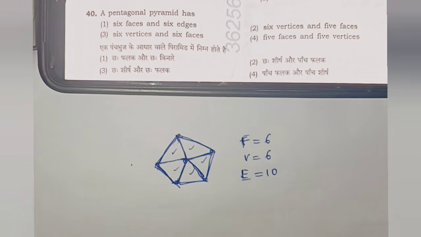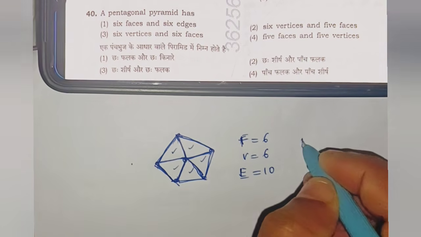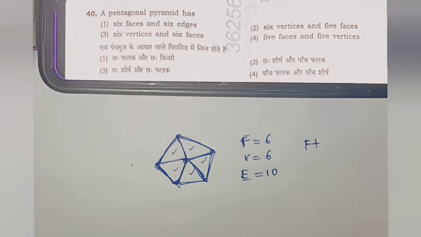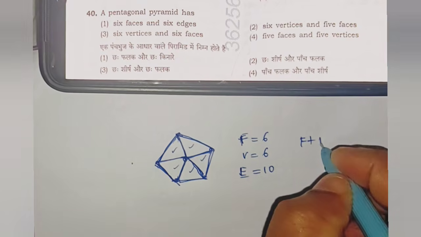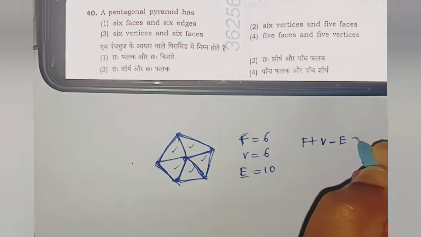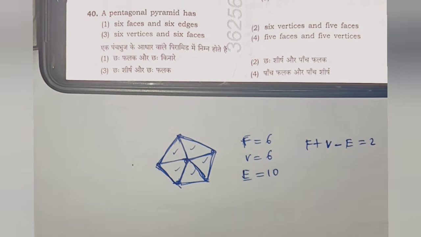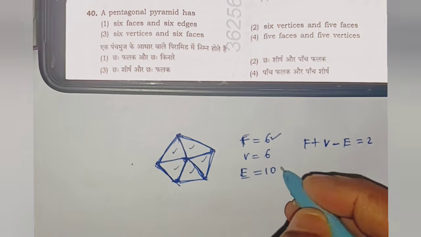I have already told in my previous videos, we have a formula, that is the relation between faces, vertices and edges. So faces plus vertices minus edges gives us 2. Let's check all these options one by one. First one is 6 faces, 6 edges. It has 6 faces, not 6 edges.